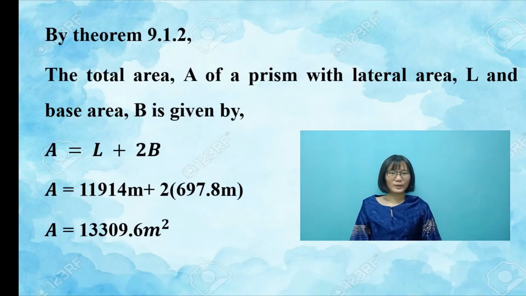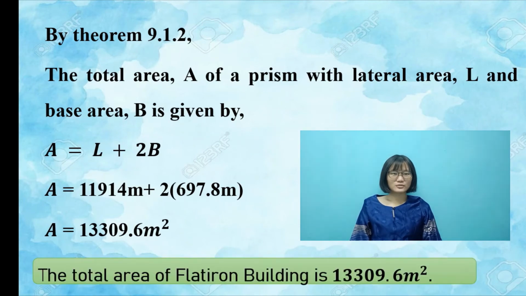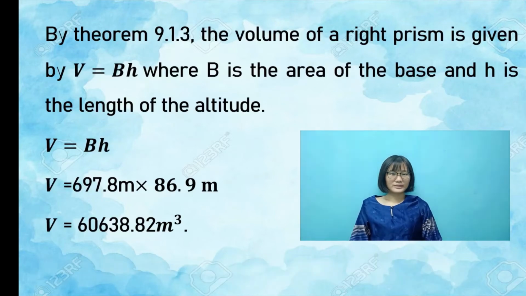By theorem 9.1.2, the total area A of a prism with lateral area L and base area B is given by A equals L plus 2B. So the total area of the Flatiron building is 13,309.6 meters squared.